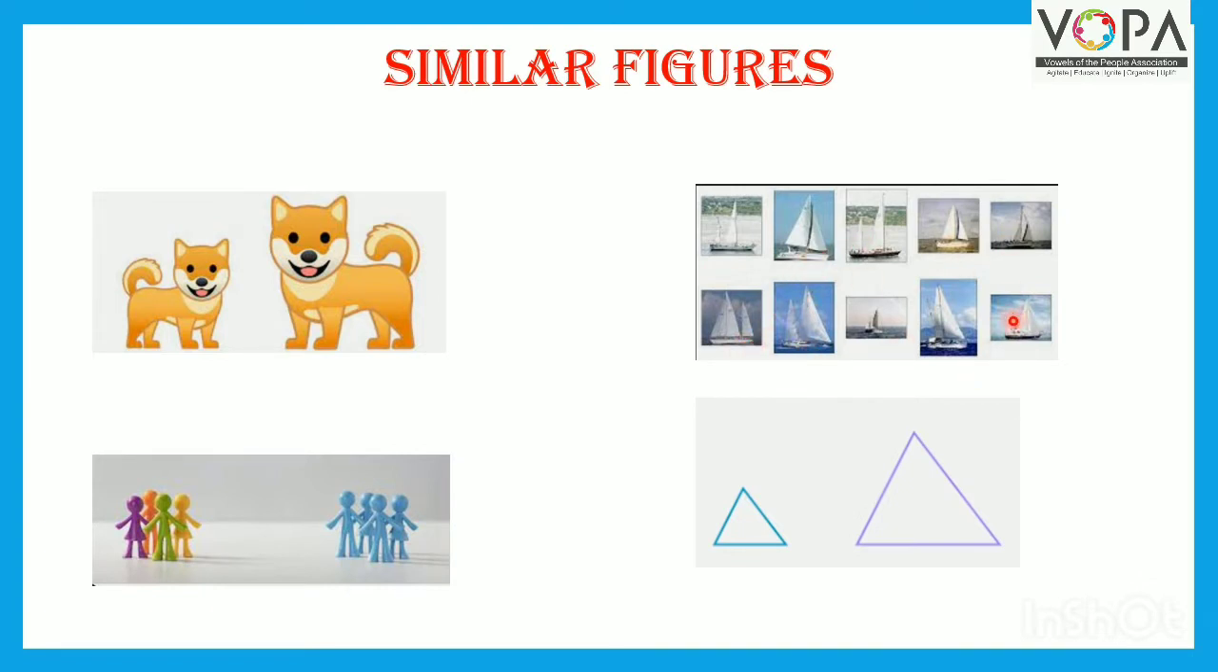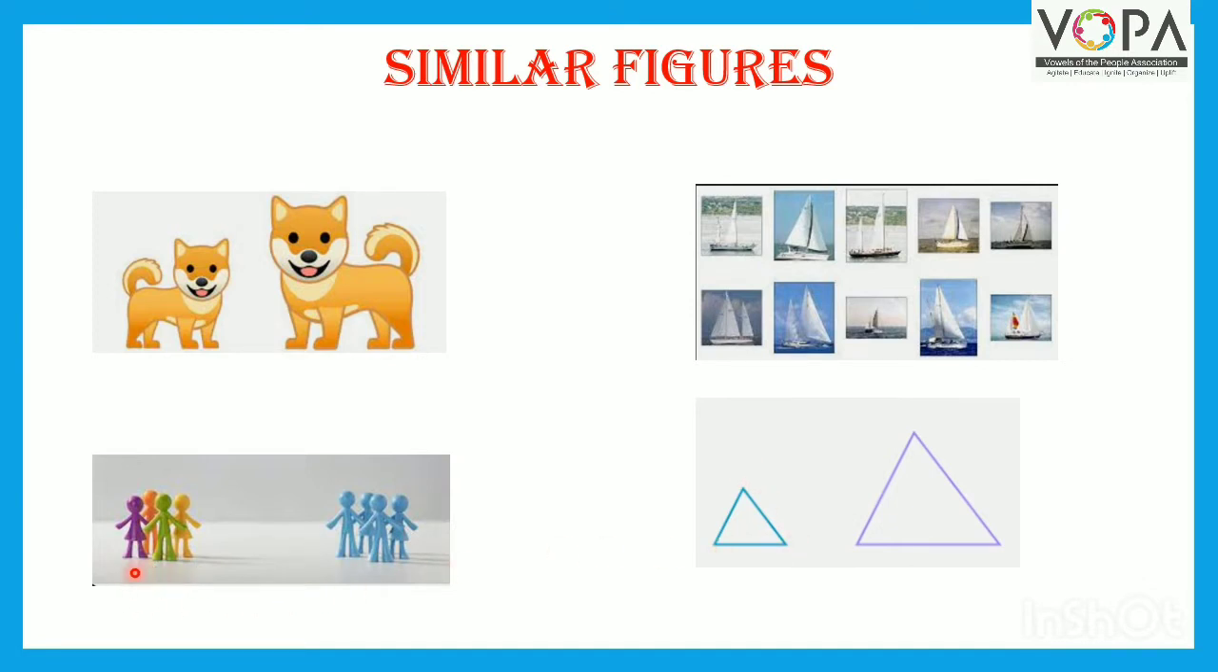Everywhere. So these are called similar figures. Here you can see similar triangles, but it's very clear the sizes of these two triangles are different.